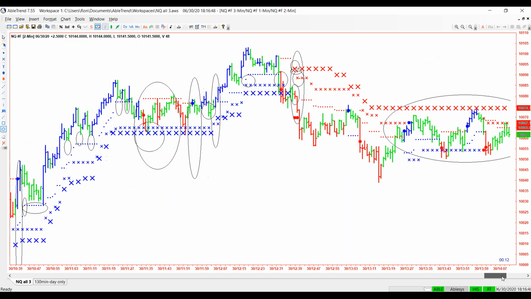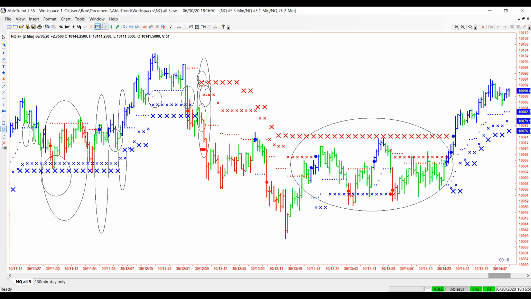How did it do? Wow, looking at it an hour later, that's exactly what happened. Look at this choppy mess that Ableton kept us out of. Up, down, up, down, up, down, up, down. Just an absolute mess.